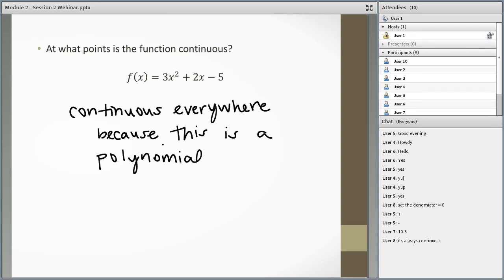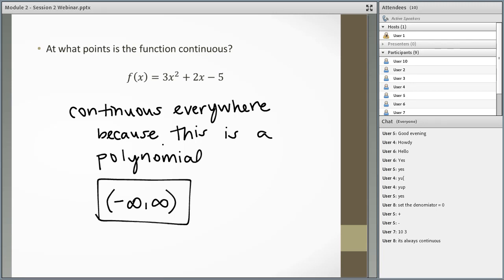And more formally, if we wanted to write the interval notation for where this is continuous, because it's continuous everywhere, it's the entire number line. So we would write it as negative infinity to infinity. There's no places where we would have any sort of 0 in the denominator of a fraction or anything like that, because we have a polynomial, so that's not possible.